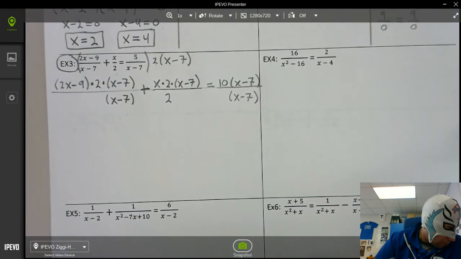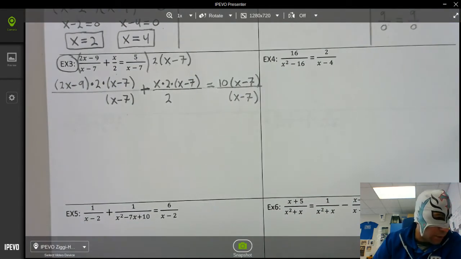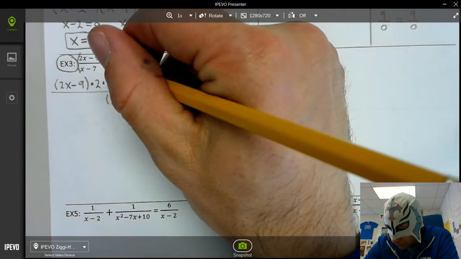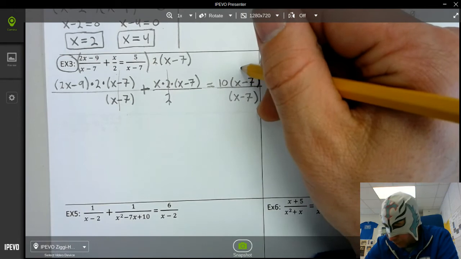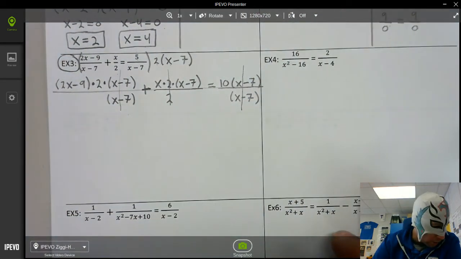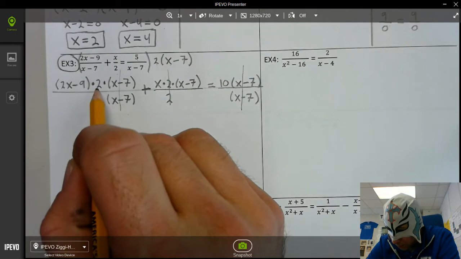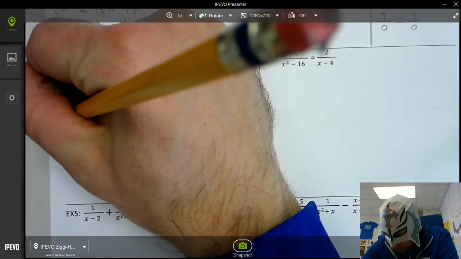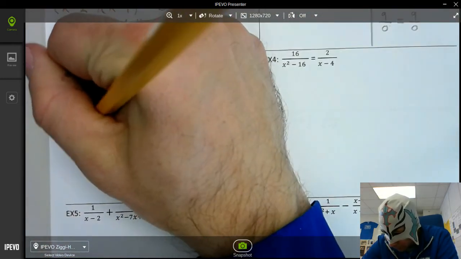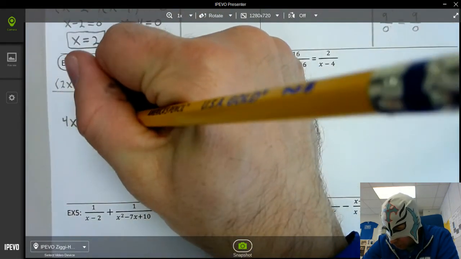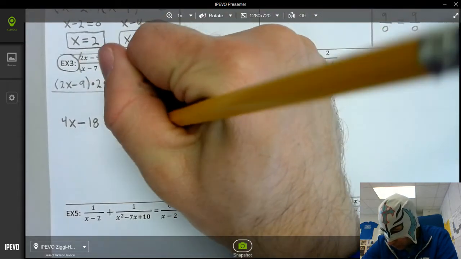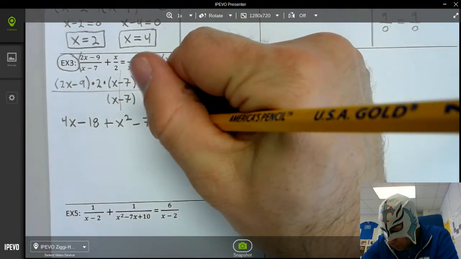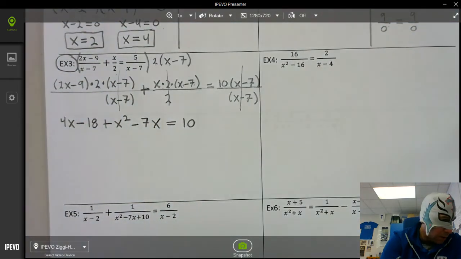Okay, now step 2, cancel out common factors. So we see that x minus 7 divided by x minus 7 is 1, 2 divided by 2 is 1, and x minus 7 divided by x minus 7 is 1. Okay, now we're going to simplify. So 2 times 2x is 4x, minus 2 times 9 is 18, plus x times x is x squared, x times 7 is negative 7x, equals 10.